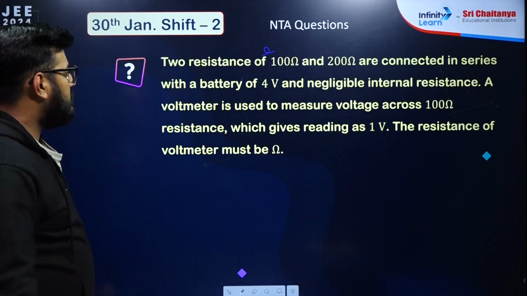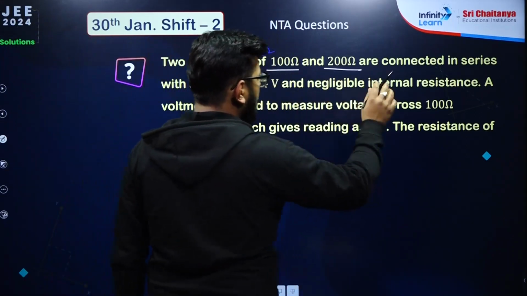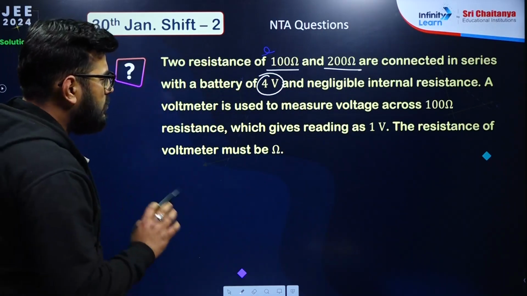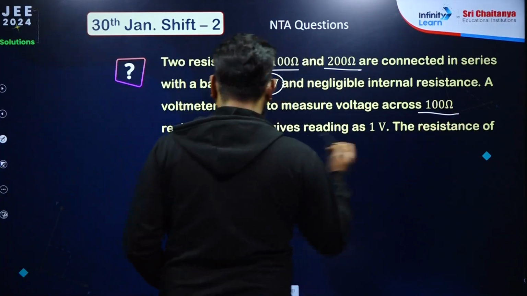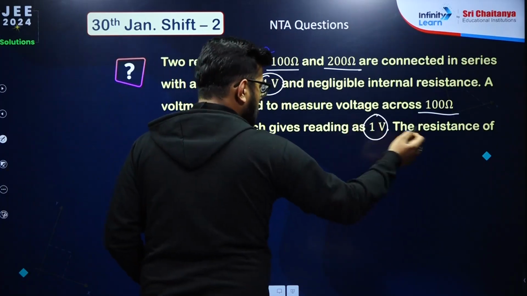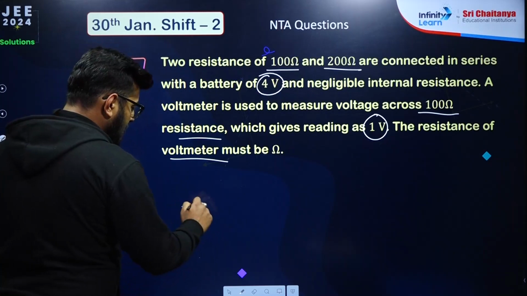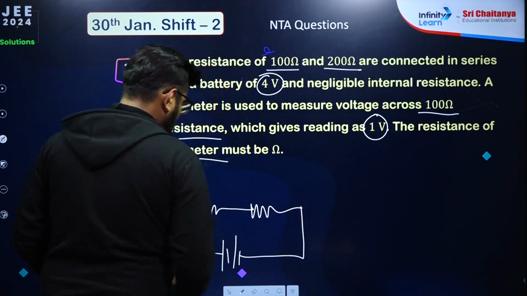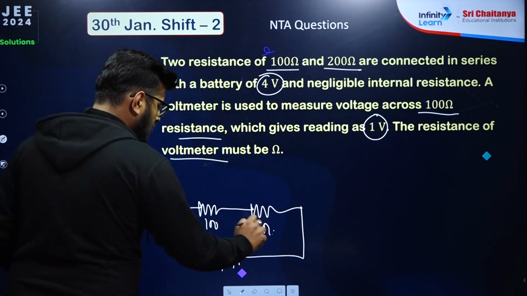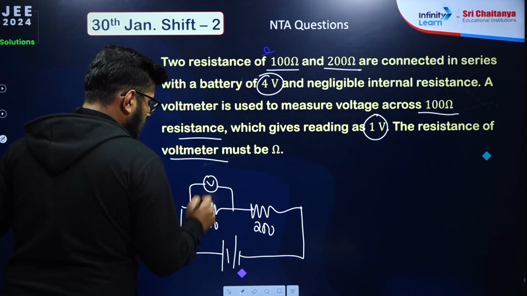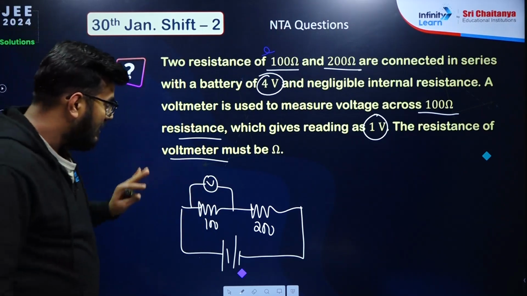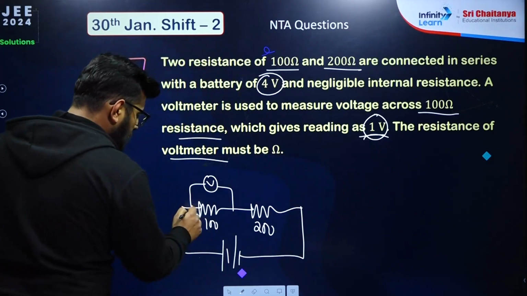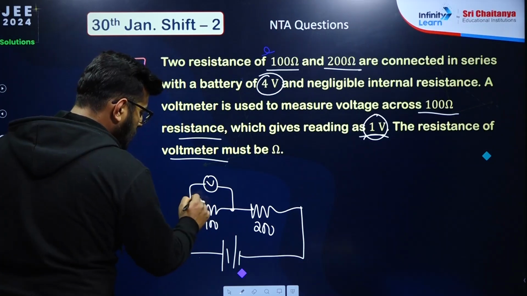Moving ahead to the next one: two resistors of 100 ohm and 200 ohm are connected in series with a battery of 4 volt and negligible internal resistance. The voltmeter is used to measure the voltage across the 100 ohm resistance, which gives the reading as 1 volt. The resistance of the voltmeter is. So basically there are two resistors applied across a battery, one was 100, the other 200, and across one of them a voltmeter is there, which also has its own resistance. Now the reading it is giving is 1 volt, so 1 volt is the potential difference over here.